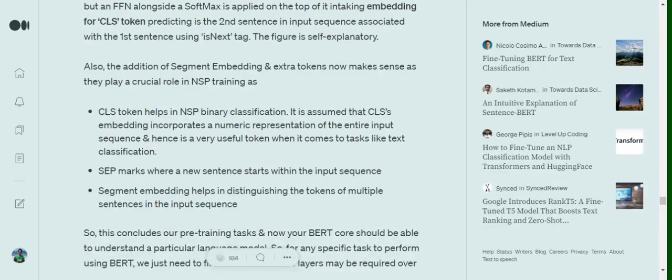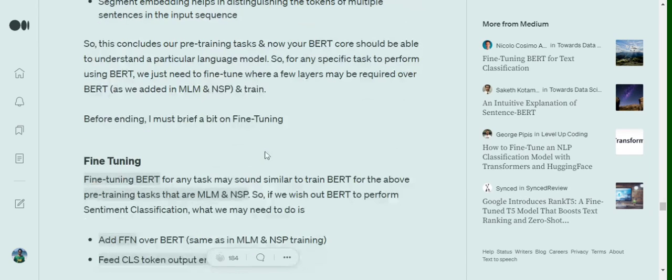So, going back, why we were adding segment embedding and extra tokens does make sense now, because the CLS token is helping us out in the NSP problem. Also, the segment embedding that we were adding, AAA, BBB, CCC, is also making sense, because now we understand why we need to differentiate the different sentences present in the input. Also, the separator token helps us in determining when the new sentence starts.